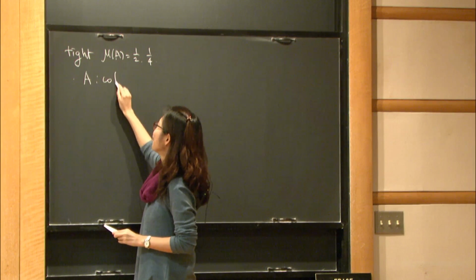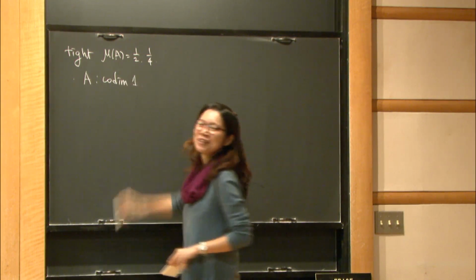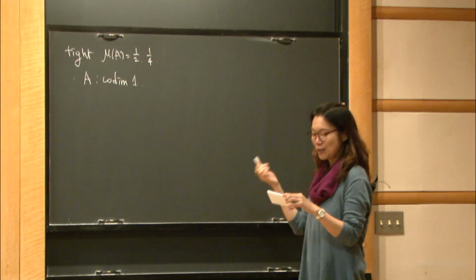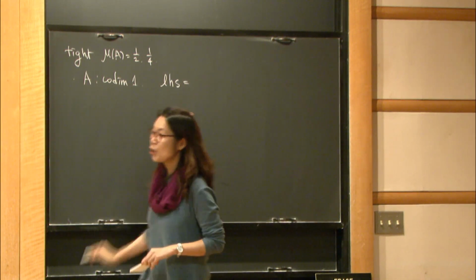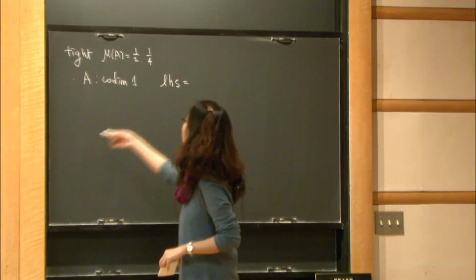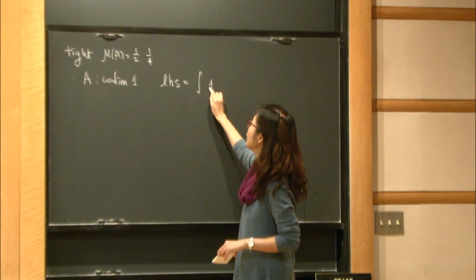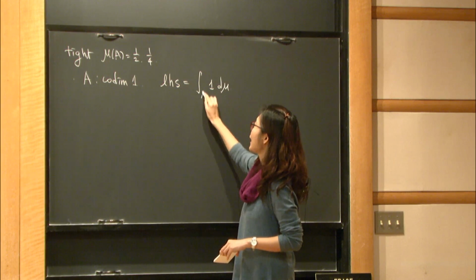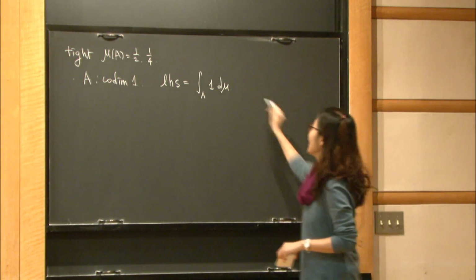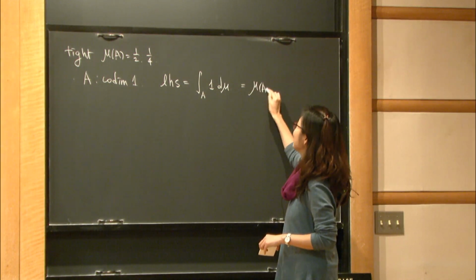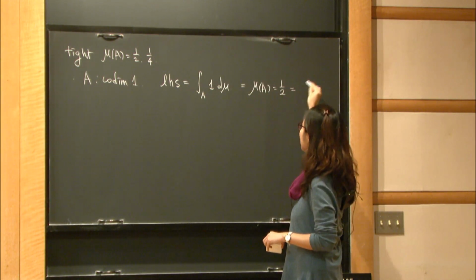When A is a codimension 1 subcube, let's check. Then the left-hand side of our main theorem is just the integral of 1 d mu, but the support is A, right? So this is just mu of A, which is a half, and this is equal to the right-hand side.